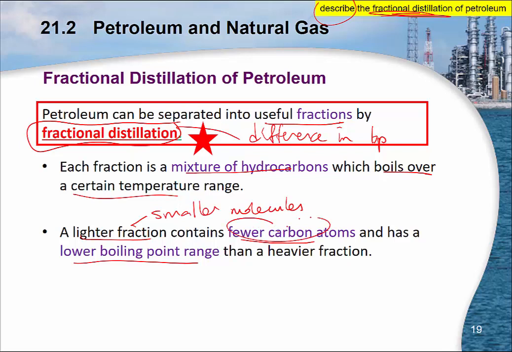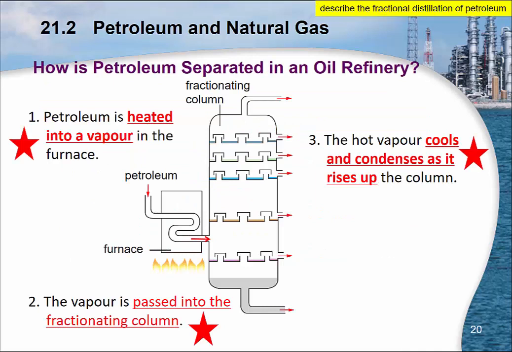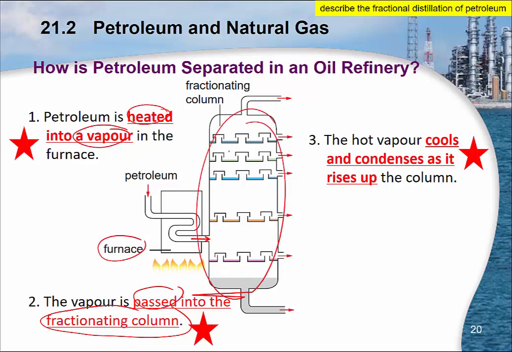And of course they have fewer carbon, and then of course they have lower boiling point. Now let's look at how they describe. First of all, you must mention the petroleum is separated by fractional distillation. So first step, the petroleum liquid is heated and turned into vapor in the furnace and then passed into the fractionating column. So this whole thing is the fractionating column.